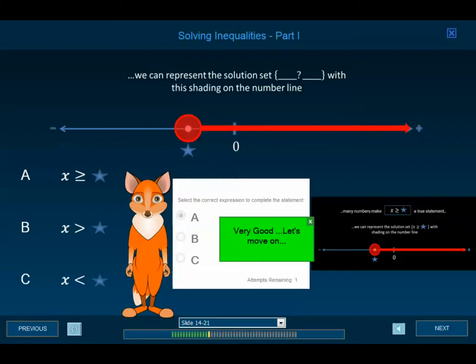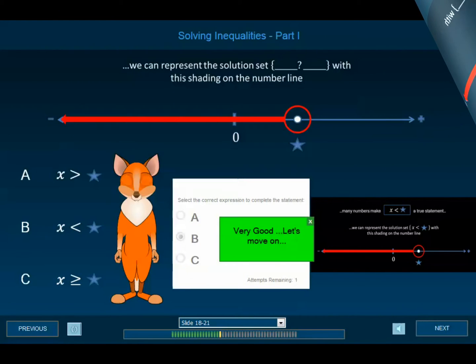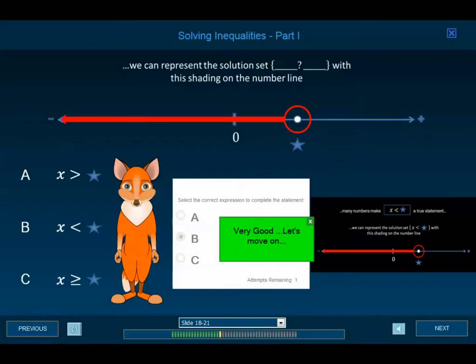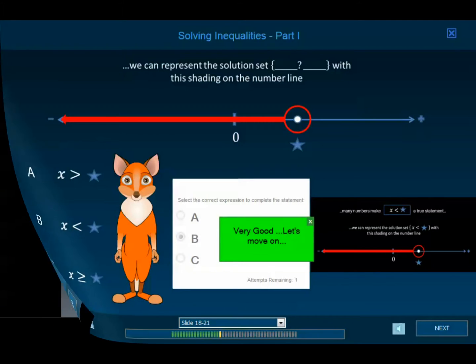You're right. We can represent the solution set x is greater than or equal to star with this shading on the number line. Good. We can represent the solution set x is less than star with this shading on the number line.